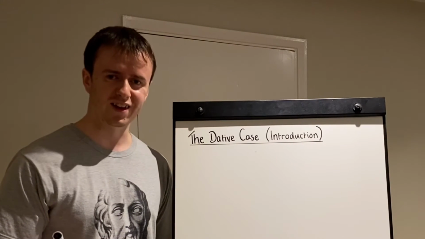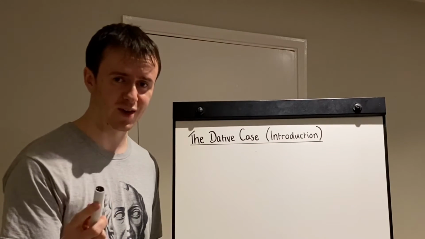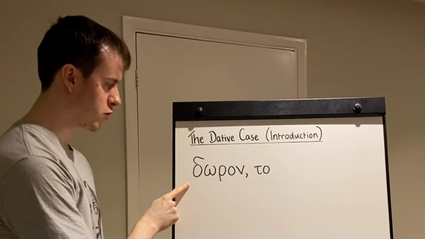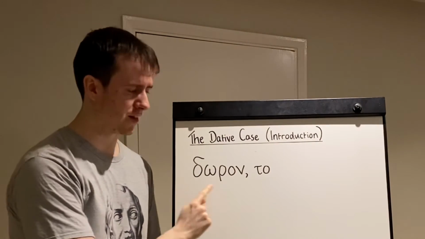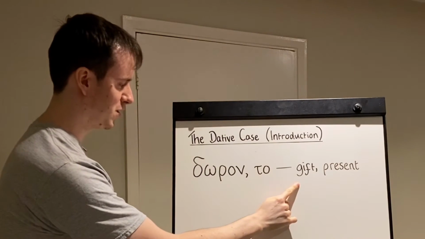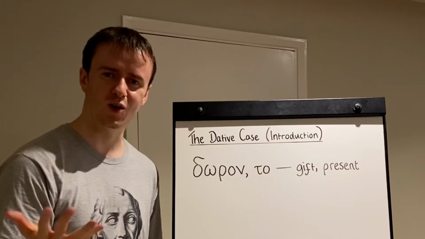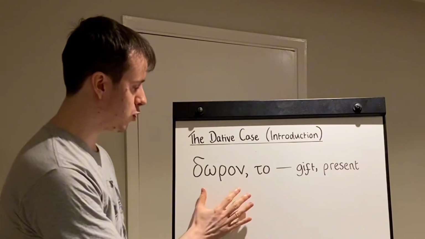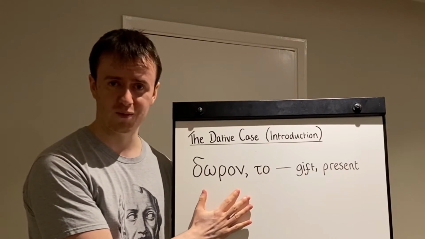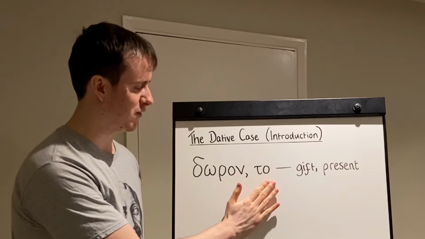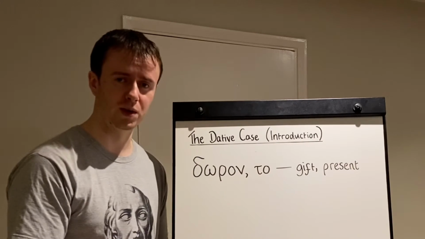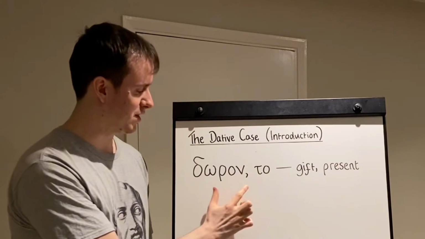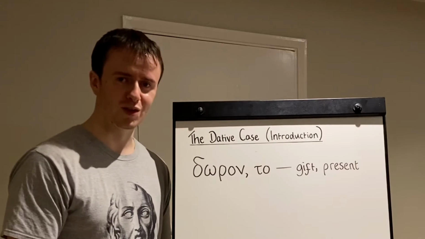Before showing you the next example, I need to introduce you to a new noun. Exciting times, I know. And that noun is δῶρον (doron). Doron means gift or present. So a doron is a gift or a present. And I put τό (to) next to it to signify that doron is a neuter noun. To is the form of the definite article that would be used with it in the nominative singular. To is neuter nominative singular, and that lets us know that doron is a neuter noun.